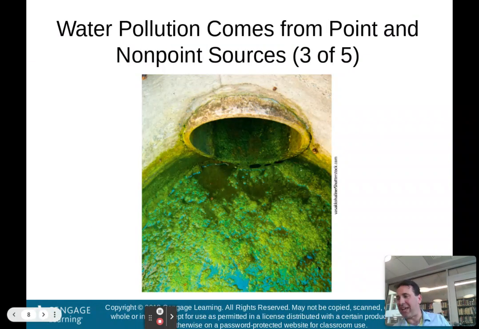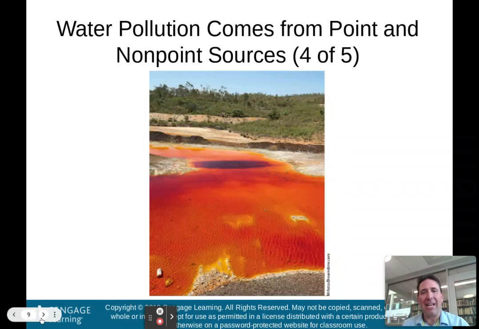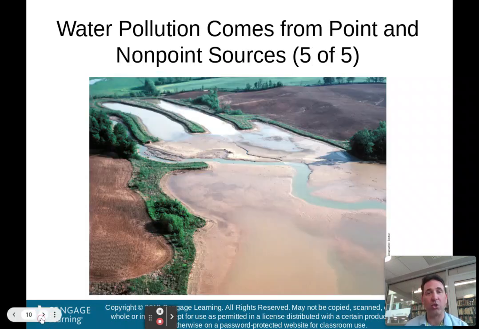So here are just a couple examples, all right? Again, this is a point source water pollution from an industrial plant. Again, we know the exact point that the pollution is coming from, and that point would be this pipe. Here's another point source water pollution. This is acid draining from an abandoned open pit coal mine. Once again, we know the exact point of where this pollution is coming from. It's coming from this mine. So these are examples of point source water pollution.